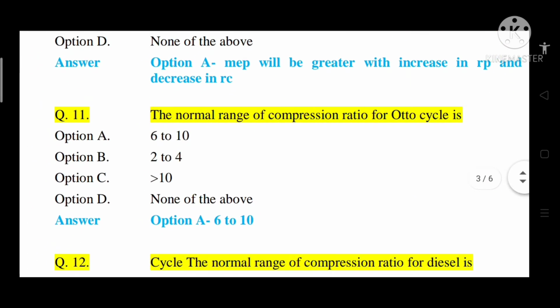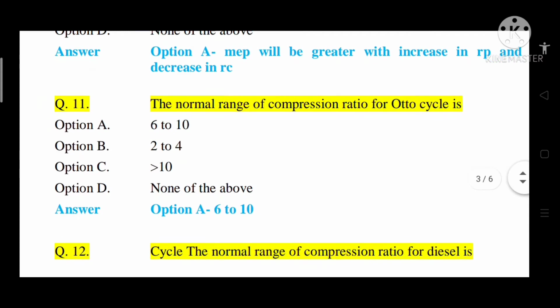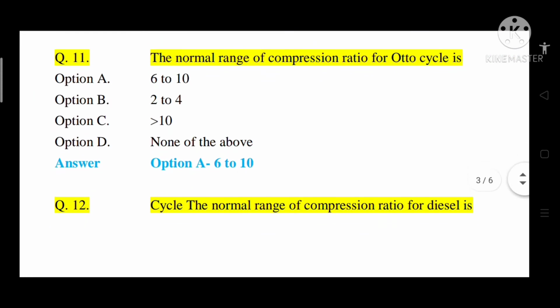Question number 11. The normal range of compression ratio for Otto cycle is option A 6 to 10, option B 2 to 4, option C less than 10, option D none of the above. So correct answer is 6 to 10, option A.